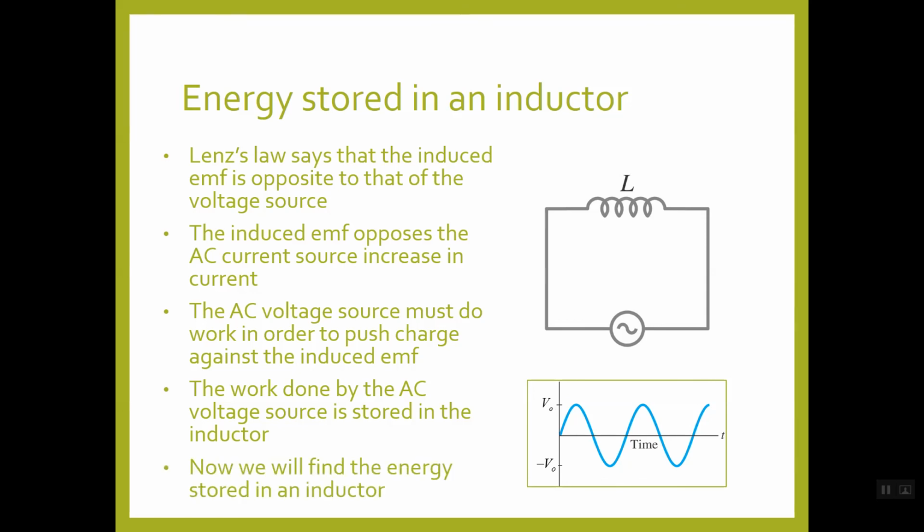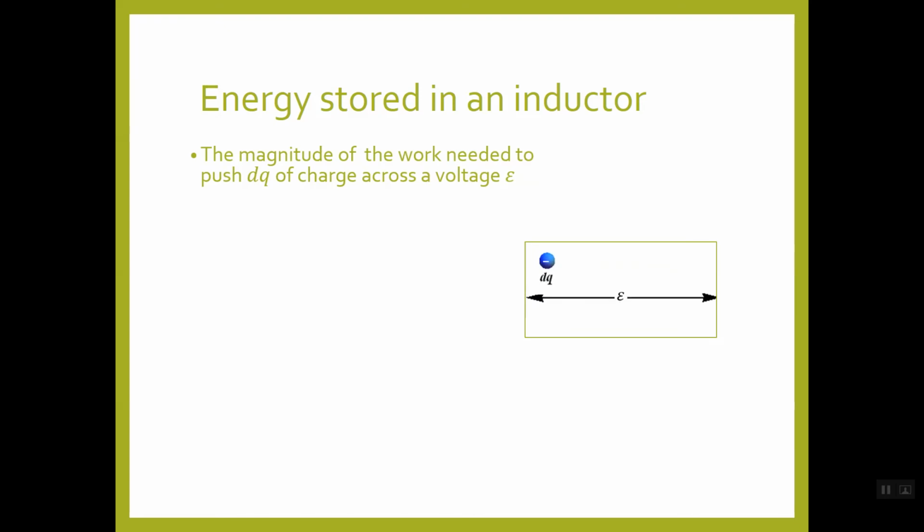So now let's find the energy stored in an inductor. First, we're going to look at the magnitude of the work needed to push a dq of charge across a voltage E. That's just going to be equal to dq times E, the EMF. We know that E is equal to L di/dt. I'll multiply by dt over dt. So I get a dq/dt, which is just equal to I, the current.